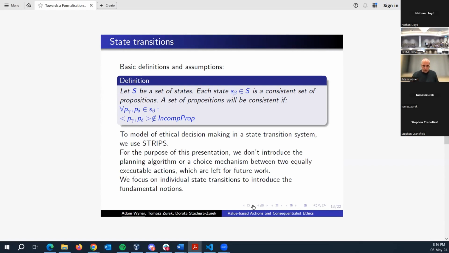Again, in the transition system, we're going to use STRIPS, and it's a very simple example. For this presentation, we don't introduce a planning algorithm or choice mechanisms between two equally executable actions. We're going to leave that for the future. We're just focusing on individual state transitions by way of introducing these fundamental notions that we work with. Next slide, please.